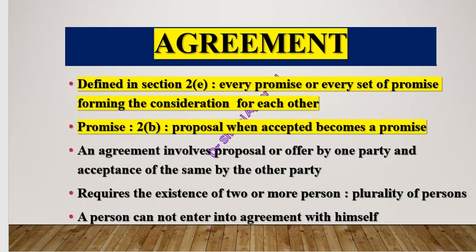Under Section 2(b), a proposal, when it is accepted, becomes a promise. An agreement involves one party making the offer or proposal to the other party, and the other party accepting it, then it becomes an agreement. So, for creating an agreement, we require the existence of two or more persons. There should be a plurality of persons. A person cannot enter into an agreement with himself.